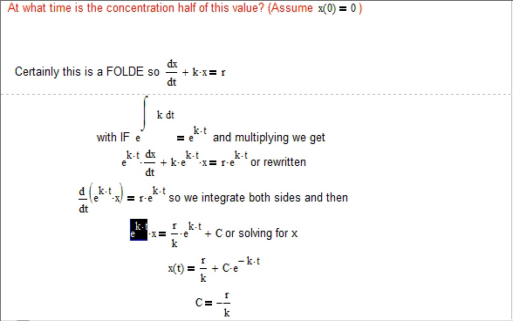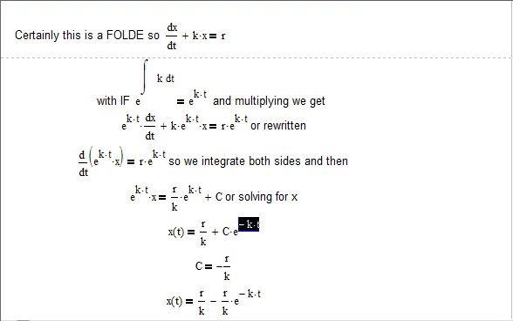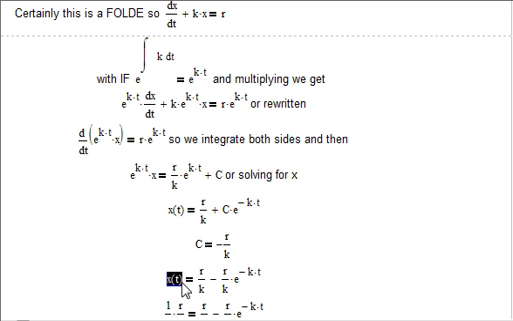Well, now the question is, what is our constant of integration equal to? And we know in the beginning there's 0 here and 0 here, so r over k plus c equals 0, so c equals negative r over k. And that further refines our model. x at time t, the concentration in the blood at time t, is r over k minus r over k times e to the negative kt.